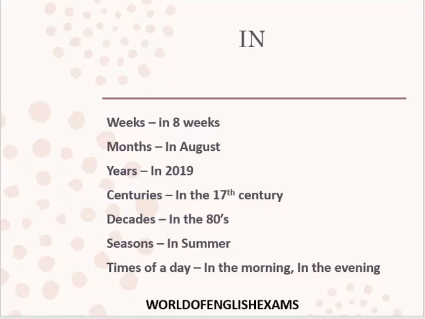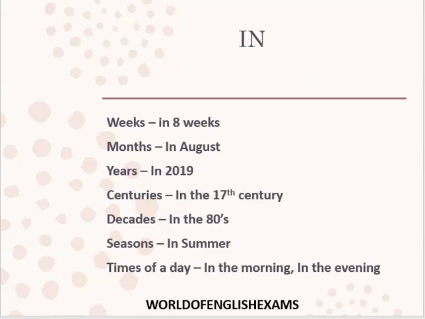Then for centuries, in the 17th century, so an event took place. Then for decades, so in the 80s people were more friendly with the others due to lack of mobile phones possibly. Then for seasons, in summer, in spring, in winter, like that. Then also to talk about the times of a day, in the morning. So we have tea in the morning. Then we meet our friends in the evening, like that. So whenever you're talking about all these situations, you have to use the preposition in to signify the particular time.